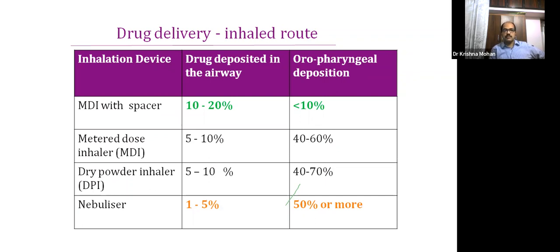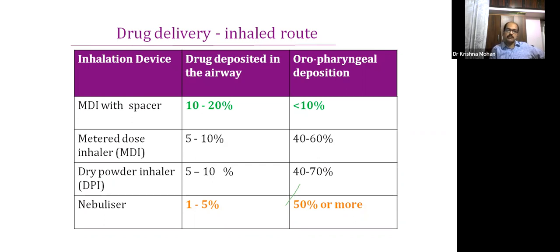The second column is telling the drug deposited in the airway, and the third column is telling oropharyngeal deposition. So when you are considering asthma, the drug deposited in the airway is the drug which is going to be effective. So you just see this. And MDI with a spacer, the drug deposited in the airway is 10 to 20%. That is the highest amount which can be deposited using a device. But you see the lowermost thing, nebulizer, the drug deposited in the airway is 1 to 5%.